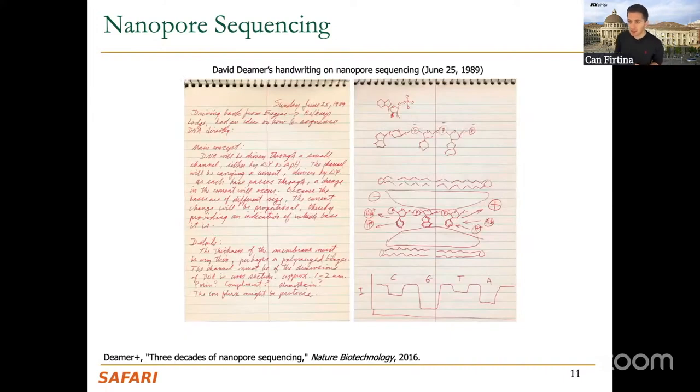But this didn't start as complicated as the image that I showed earlier. It essentially started with an idea in the 1980s by David Deamer and his colleagues. This is his own original handwriting in a notebook. And the idea basically started with asking a question. The question was, DNA is mainly negatively charged.